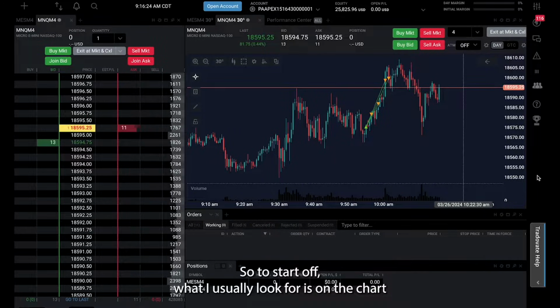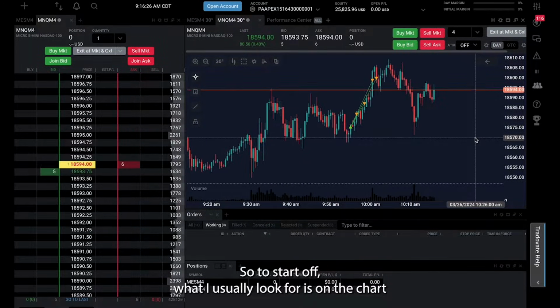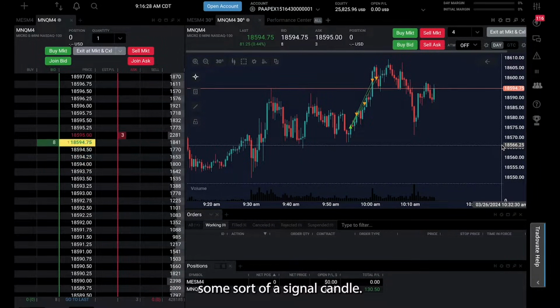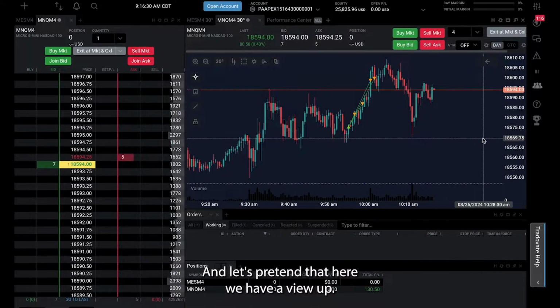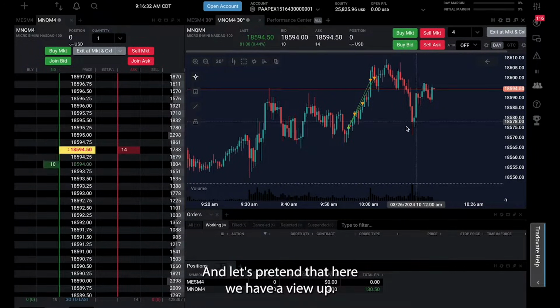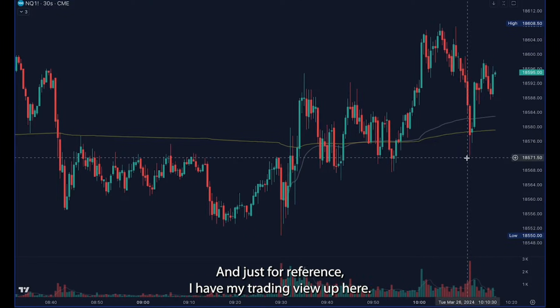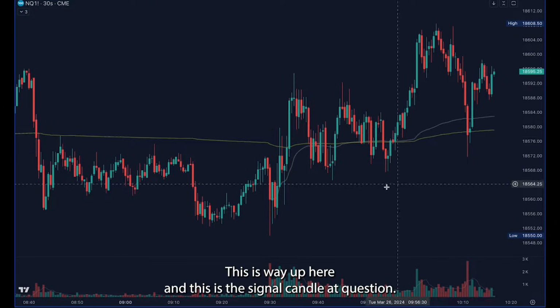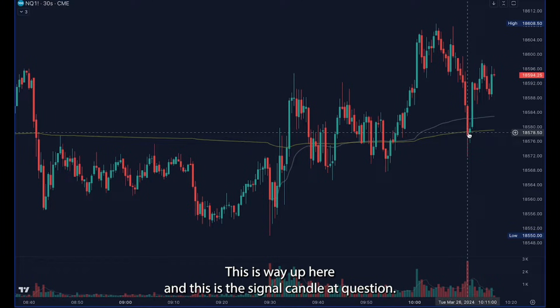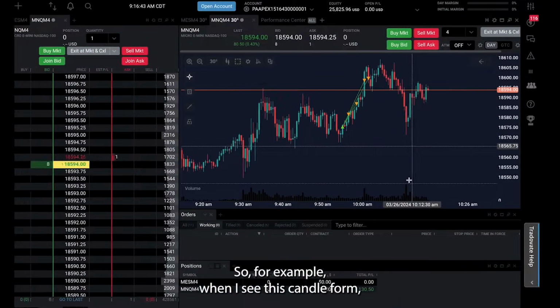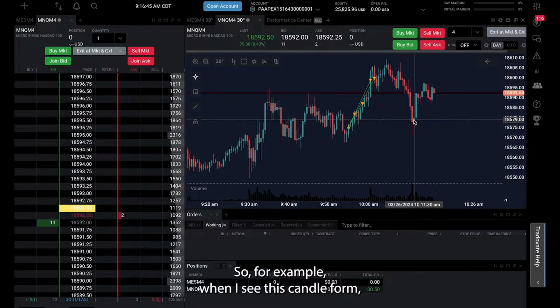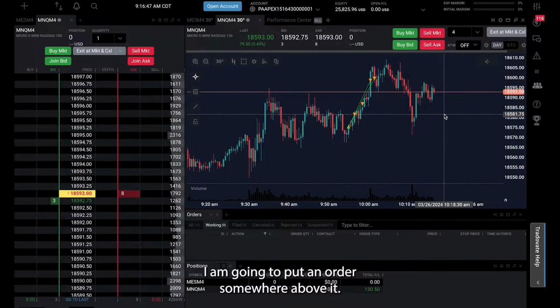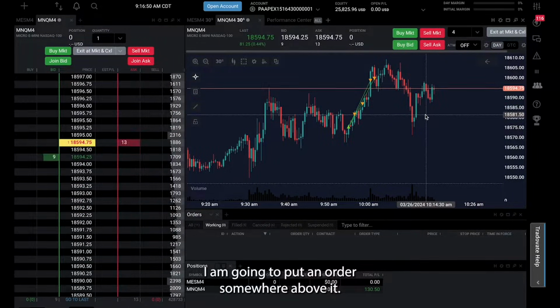So to start off, what I usually look for on the chart is some sort of signal candle. Let's pretend that here we have a VWAP, and just for reference, I have my TradingView up here, same chart. This is VWAP here, and this is the signal candle in question. So for example, when I see this candle form, I'm going to put an order somewhere above it.